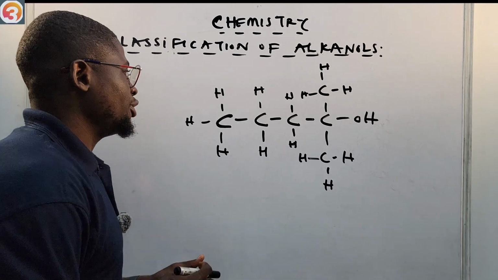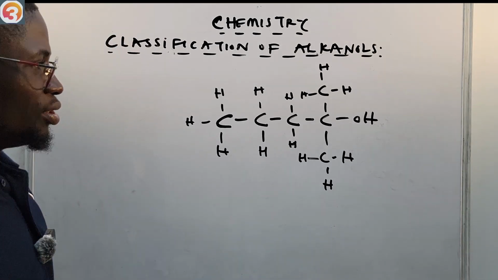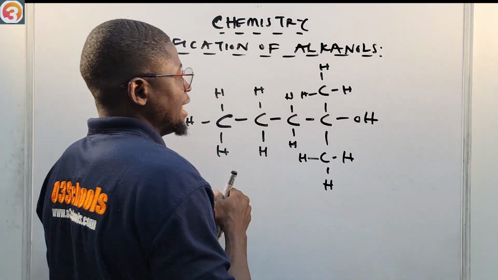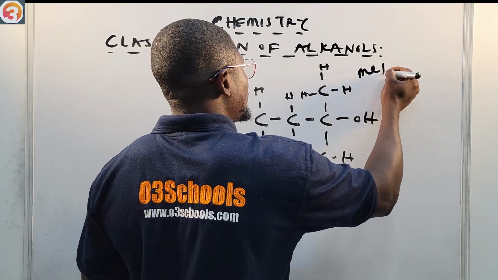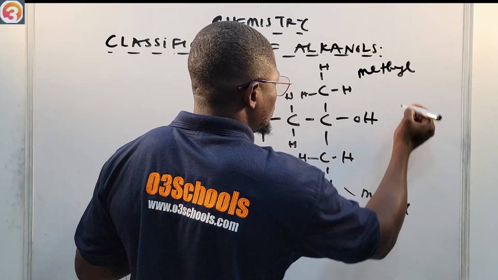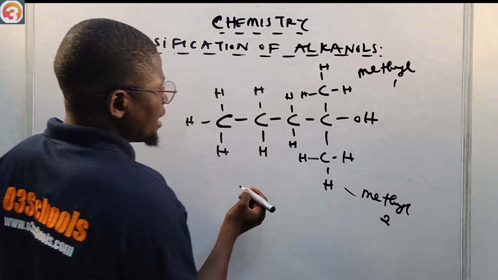Now let us see: is this a tertiary alkanol, a primary alkanol, or a secondary alkanol? Shine your eyes. This is the carbon atom bearing the OH group. To the top, there's a methyl group. To the bottom, there's a methyl group. This is one alkyl group, the second alkyl group.